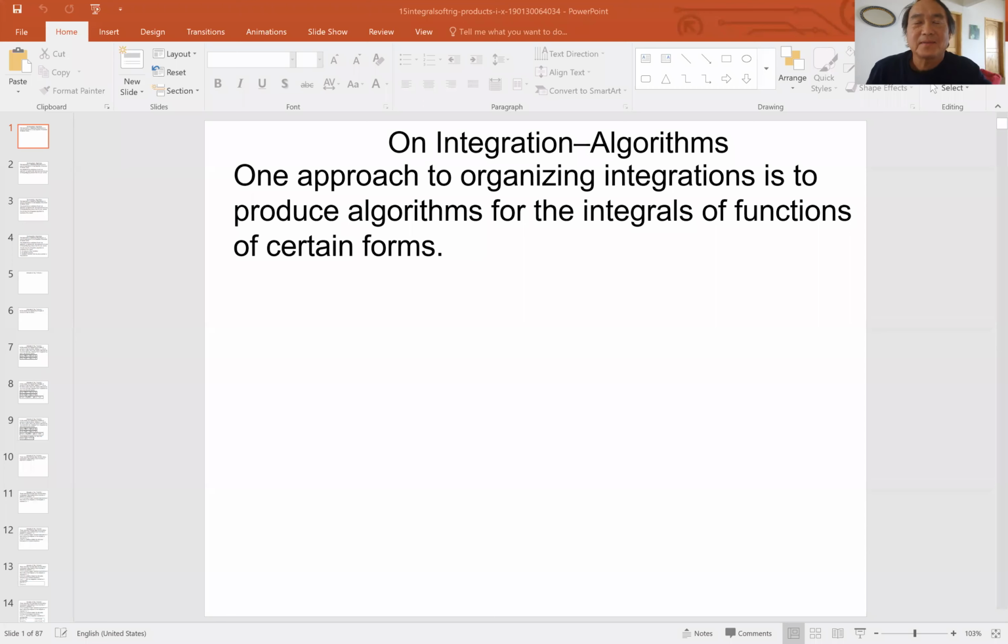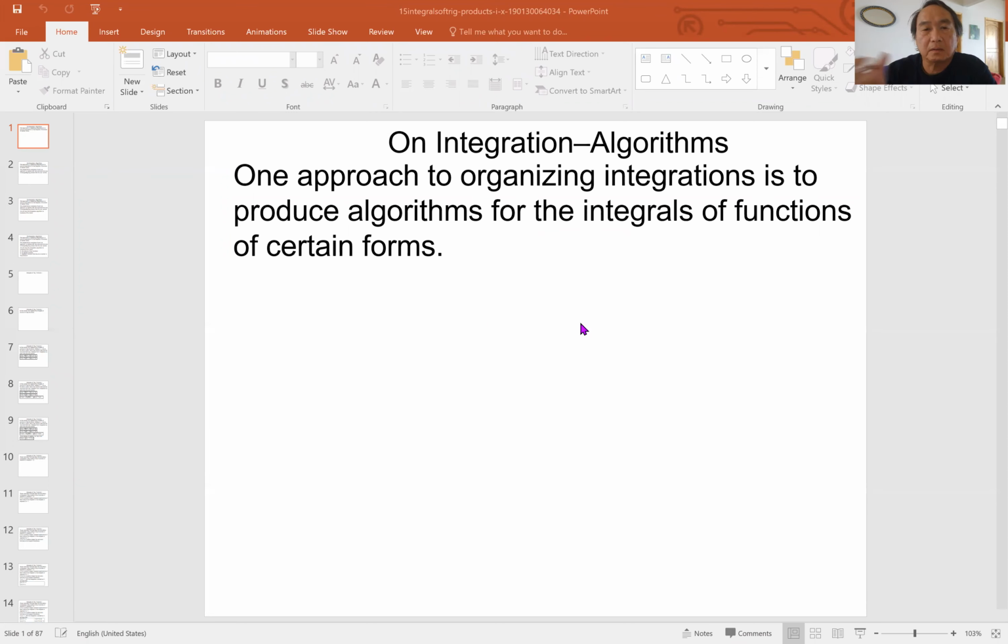Hello, everybody. This is Professor Ma, and these sections are integrations of the products of sines and cosines. We went through different integration methods, and integral problems in general are a lot harder. So the way we approach integration problems is by integrating by types. We find algorithms, in other words, methodical ways or recipes for dealing with different types of formulas.